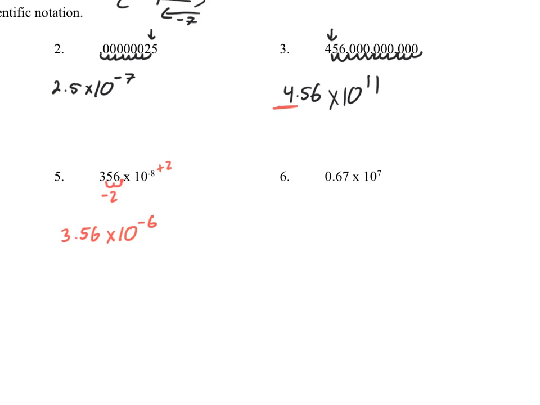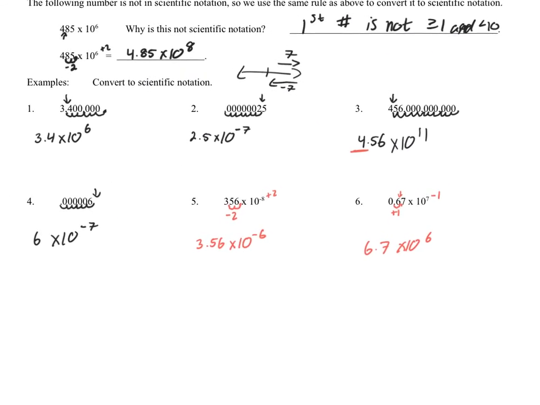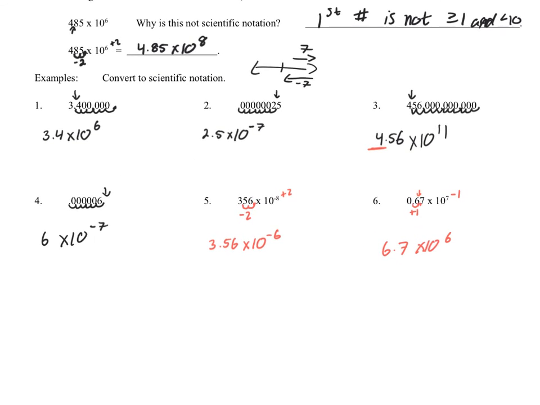Next one, our decimal should be in between the 6 and the 7. So we're going to move it to the right 1. Right is typically positive. The exponent needs to do the opposite. So we would need to subtract 1. So we'd end up with 6.7 times 10 to the 6th. So that's converting from standard notation and almost scientific to full scientific notation.